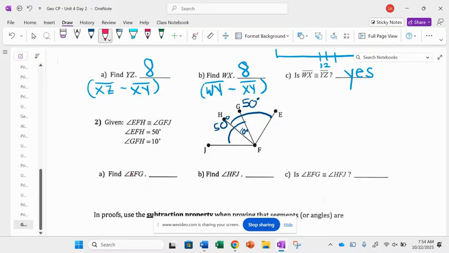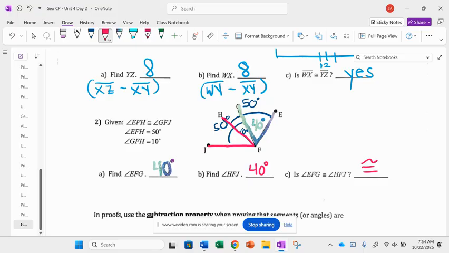So now we want to find angle EFG. To find angle EFG, do you guys agree I'm going to do 50 minus 10? That's going to give us 40. And then we want to find angle HFJ. That's this angle right here. Again, do you agree we're going to do 50 minus 10 and get 40? How do these angles compare? They are congruent. What's the moral of this story?